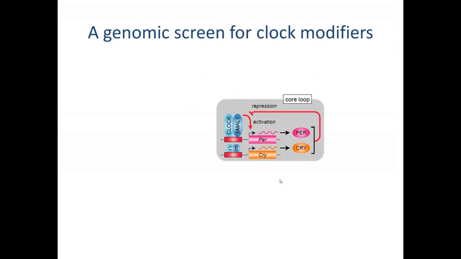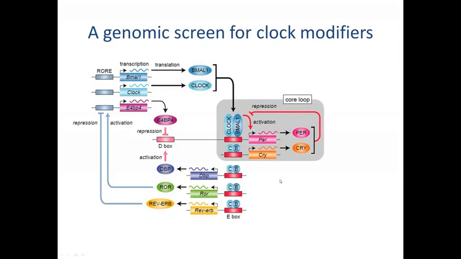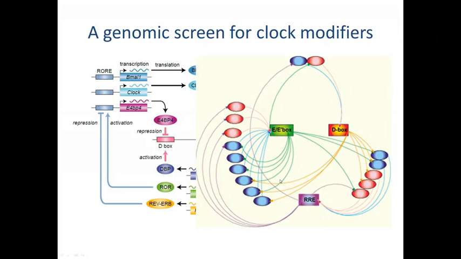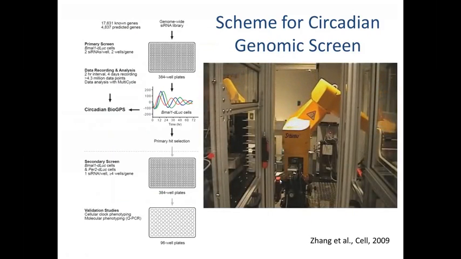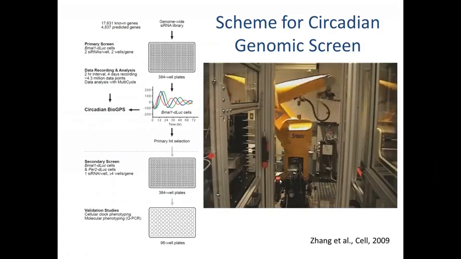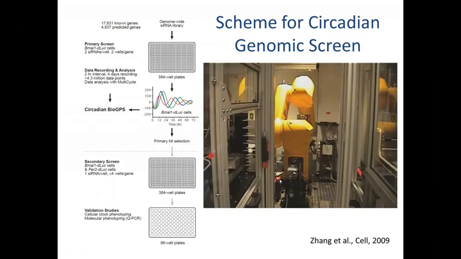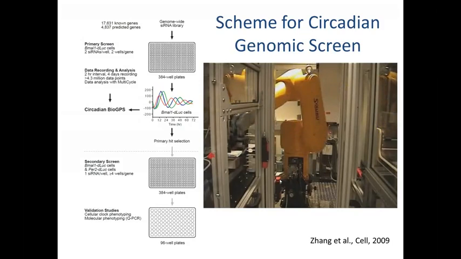So a few years ago now, in collaboration with Steve Kay, Andrew Liu, and Eric Zhang, we decided, because the clock is cell autonomous, to try to figure out if we could work out new components of the clock doing genome-wide screening. And so together with engineers at Novartis, we designed and implemented a robotic system to screen in 384-well format for RNAi reagents capable of modifying the clock.